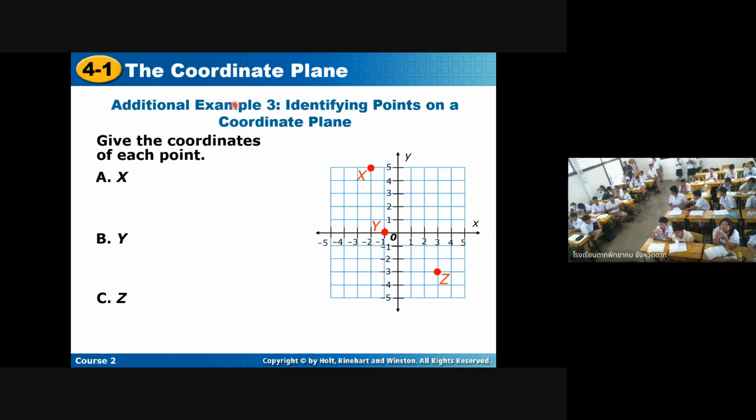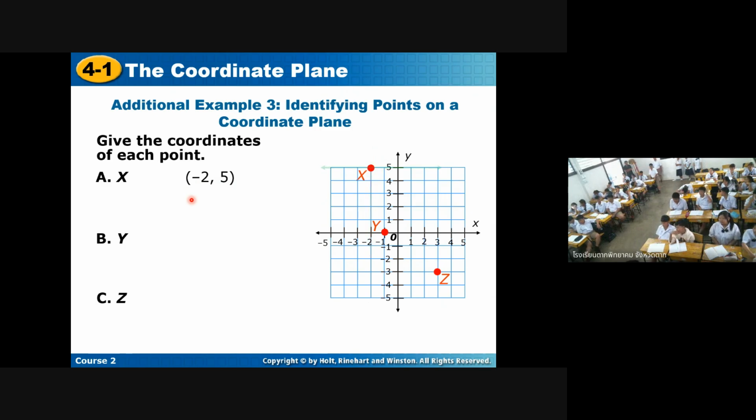Let me give you an example. Point x, what is the x value? That is negative 2. What is the y value? Positive 5. Meaning point x is at negative 2 comma 5. Okay? This is the answer.